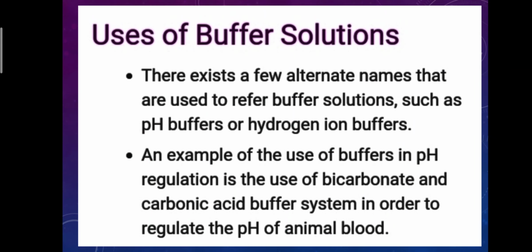Now, the uses of buffer solutions. There exist a few alternate names that are used to refer to buffer solutions, such as pH buffers or hydrogen ion buffers. An example of the use of buffers in pH regulation is the use of the bicarbonate and carbonic acid buffer system in order to regulate the pH of animal blood.